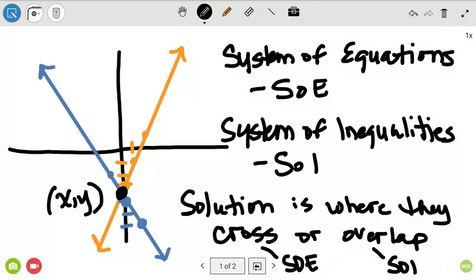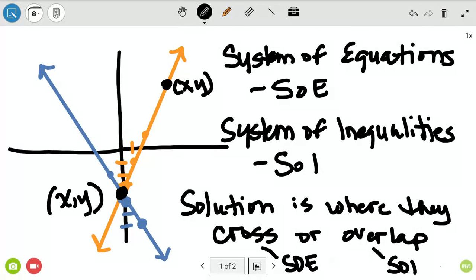If I pick a point up here on the orange line and I plug in that XY into the orange equation, it would make a true statement like 2 equals 2. But if I take a point on the orange line and I plug it into the blue equation, it's going to come out with something false like 0 equals 2. So the solution, or the one point on the whole graph that makes this system of equations true, is the one point on the graph where they cross, or that point is part of the orange line and the blue line.